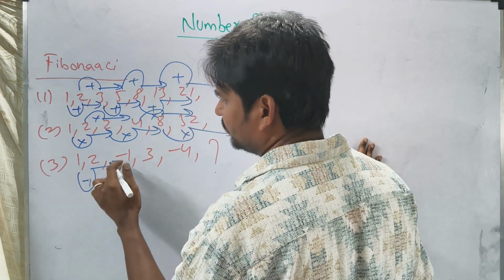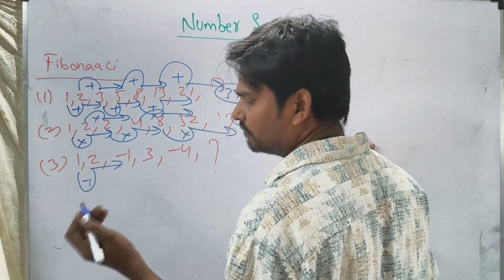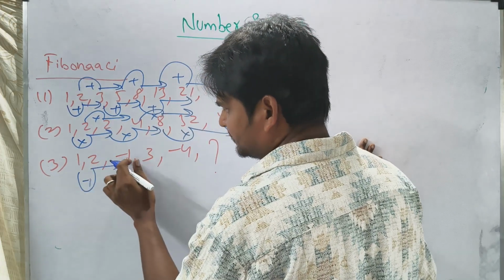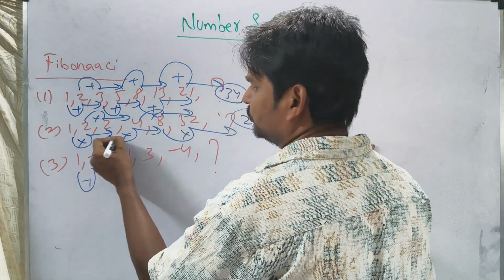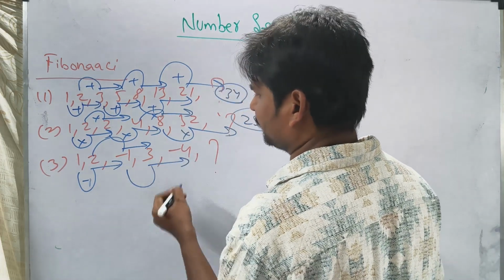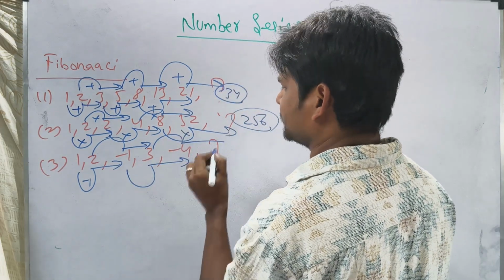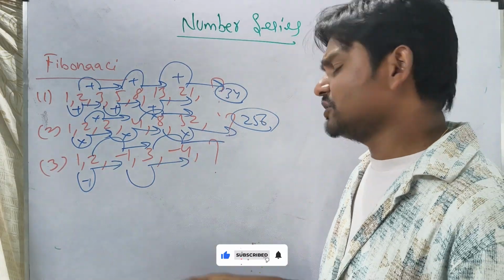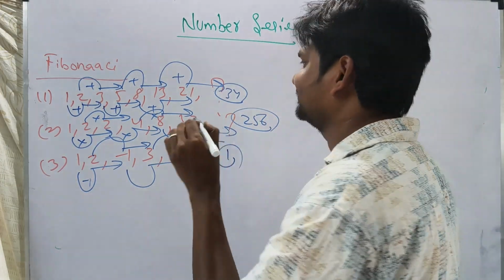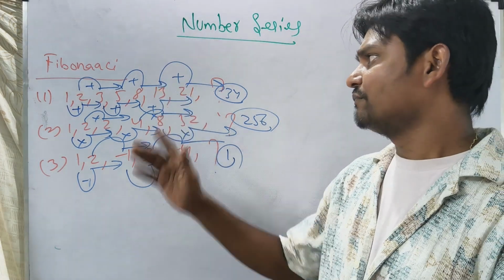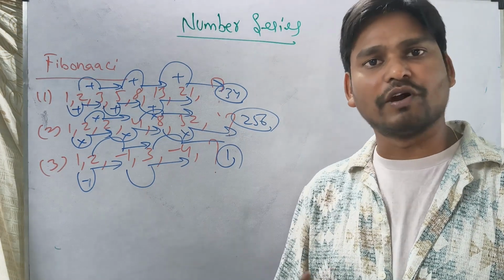1 minus 2, minus 1, correct? Next what? 2 minus of minus 1, nothing but plus 1. 2 plus 1, it gives 3, correct? Now minus 1 minus 3, minus 4. Now 3 minus 4, nothing but minus 3 minus 4. Here minus of minus 4, plus 4, it gives 1. Clear all of you? So like this, you will get questions from the Fibonacci series. Okay, we'll move on to the next model.